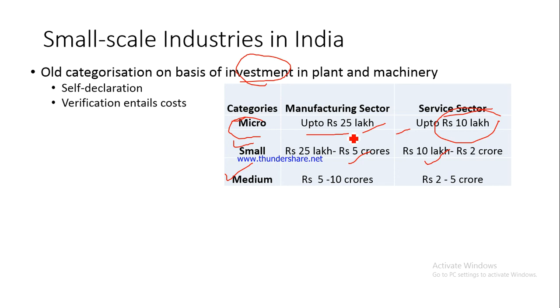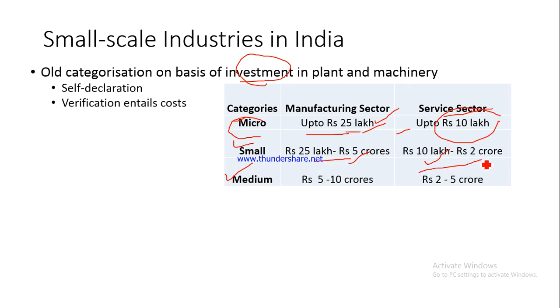So basically in manufacturing sector enterprises, you would find that the investment is more, because the machinery that has to be purchased or the land on which you would start this manufacturing unit will have to be purchased, and that will incur a lot of money. So that is why you see that there are limits which are higher for the manufacturing sector than for the service sector. Here it is up to 25 lakhs, 25 to 5 crores.